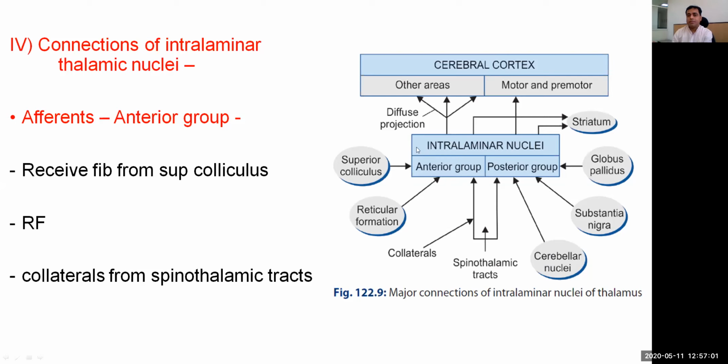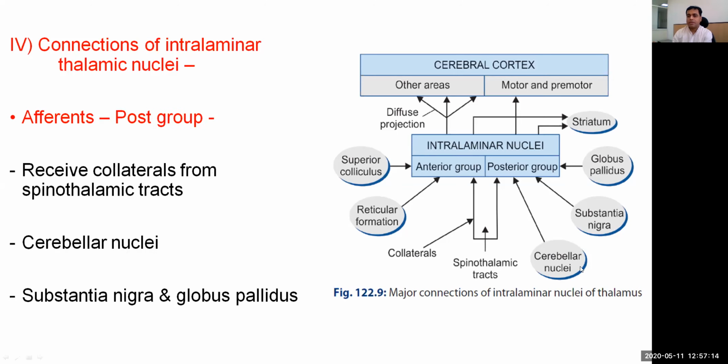Connections of the intralaminar thalamic nuclei. Afferents for the anterior group are received by fibers from the superior colliculus, reticular formation, and collaterals from the spinothalamic tract. Whereas the posterior group receives afferents from cerebellar nuclei, collaterals from the spinothalamic tract, substantia nigra, and the globus pallidus of the basal ganglia.